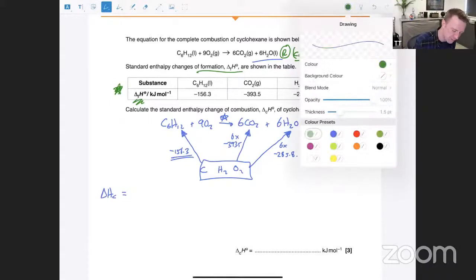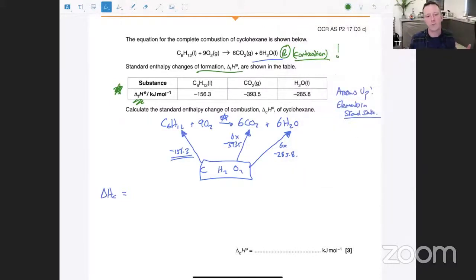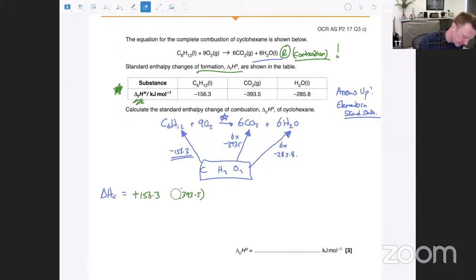The reason it needs to be positive is because that arrow is going the wrong way. We're trying to get from here to here. That arrow is like trying to go up a down escalator. It's just going the wrong way. So what we need to do is flip, reverse it. So that becomes plus 156.3, and I'm writing in green again, and then minus 6 times 393.5.